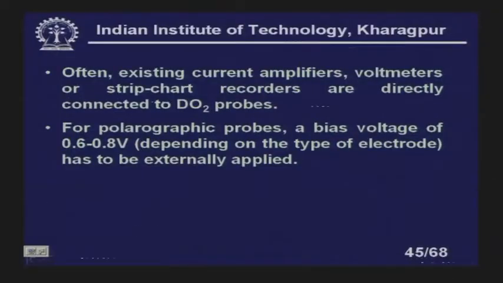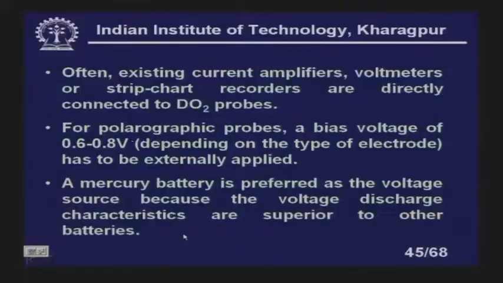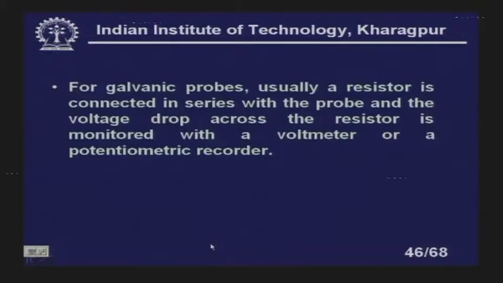For polarographic probes, a bias voltage of 0.6 to 0.8 volt, depending on the type of electrodes, has to be externally applied. That we have seen, we always need a bias voltage which usually lies between 0.6 to 0.8 volt. A mercury battery is preferred as a voltage source because the voltage discharge characteristics are superior to other batteries. For galvanic probes, usually a resistor is connected in series with the probe and the voltage drop across the resistor is monitored with a voltmeter or a potentiometric recorder.